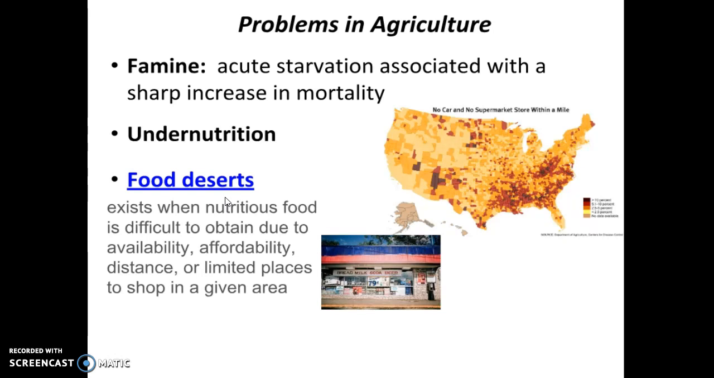If you look at the map up here, where there's no car and no supermarket store within a mile, largely urban areas, also really rural areas, these are food deserts. These exist when nutritious food is difficult to obtain because either you can't access them by car, you have to take multiple bus routes, for example. It could be that you can't actually afford them, distance, or that there's limited places to shop in a given area. A good example of this is east of Truce.